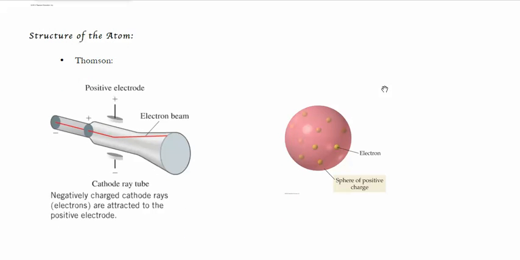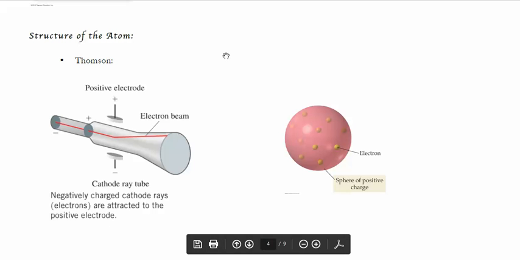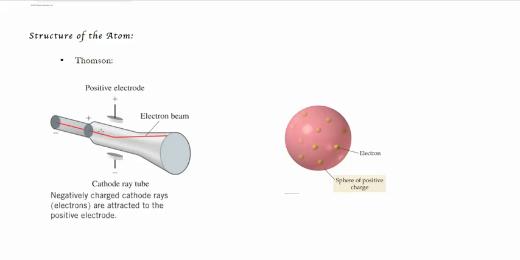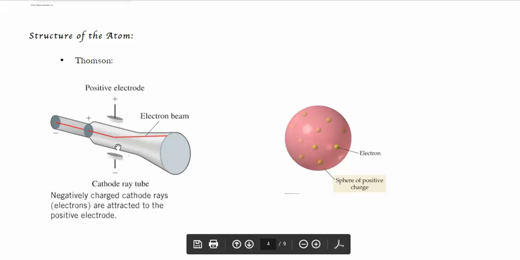The next scientist we're going to talk about is Thomson. Now, J.J. Thomson is credited with discovering the electron. And so what he used, what you can see right here, is a cathode ray tube. So he shot cathode rays, which are simply beams of electrons which have a negative charge, through this tube, and what he noted was the fact that these electrons were deflected by the negatively charged electrode, but attracted to the positively charged electrode.